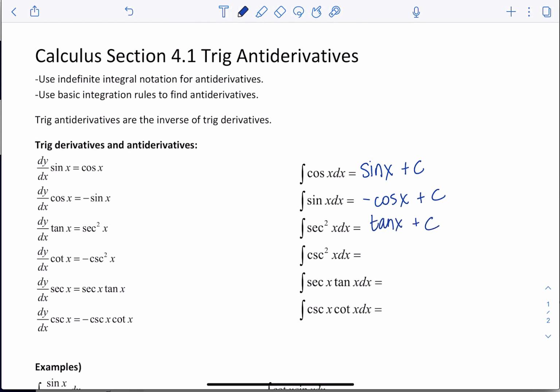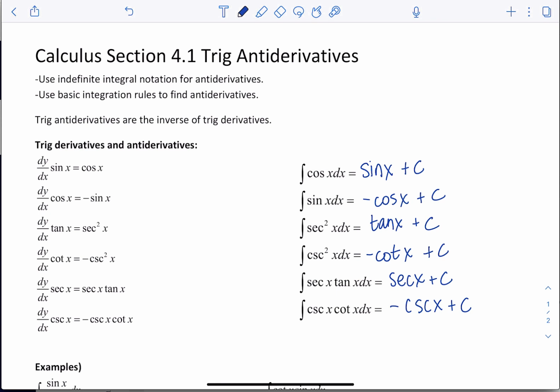Since cotangent's derivative is negative cosecant squared x, negative cosecant squared x would have an antiderivative of negative cotangent x. And then the last two: the derivative of secant is secant x tangent x, and so the antiderivative of secant x tangent x is just secant x plus c. And then the derivative of cosecant x is negative cosecant x cotangent x. So the antiderivative of negative cosecant x cotangent x is negative cosecant x plus c.